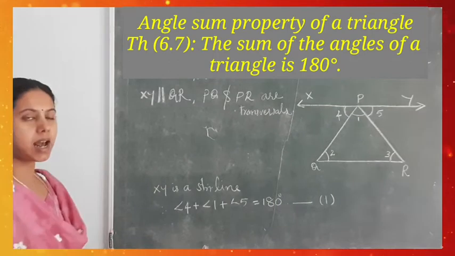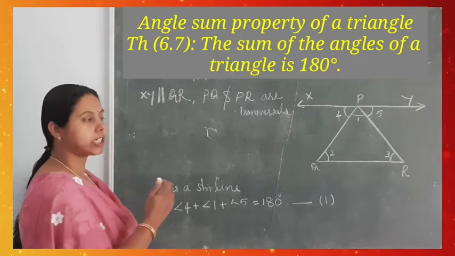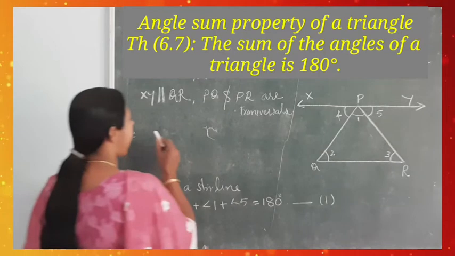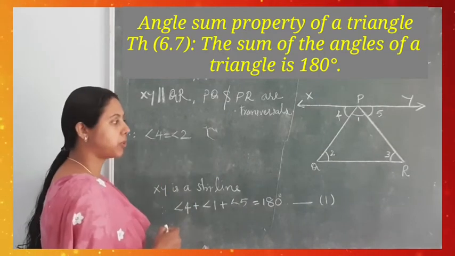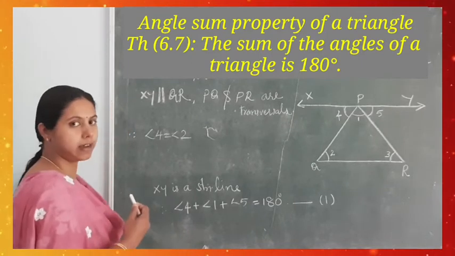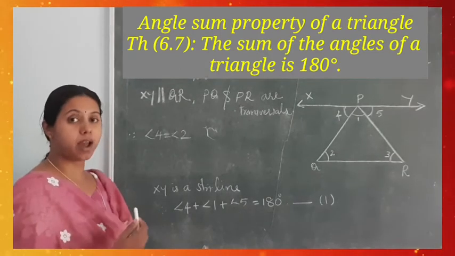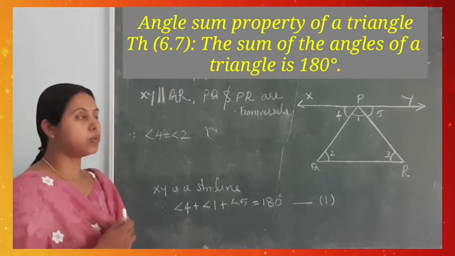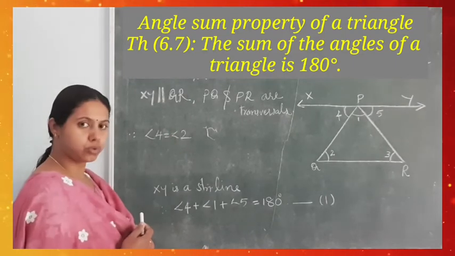PQ and PR are transversal. Therefore, we can say that the alternate interior angles are equal. Here, angle 4 equals angle 2 because XY is parallel to QR and PQ is a transversal. We know the theorem: if a transversal cuts two parallel lines such that each pair of alternate interior angles are equal. Using that theorem, we can write angle 4 equals angle 2.